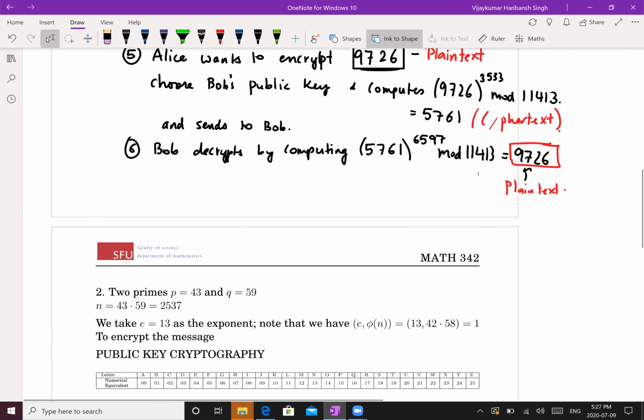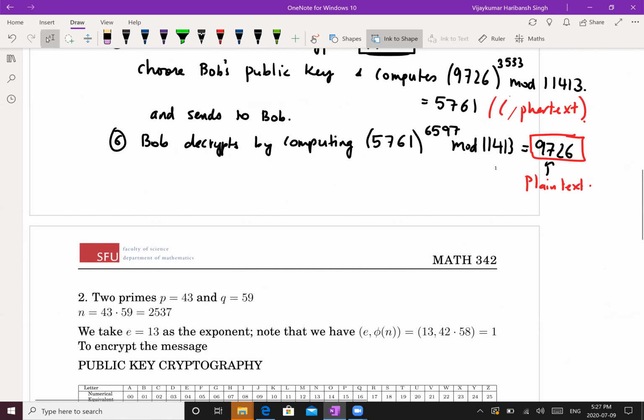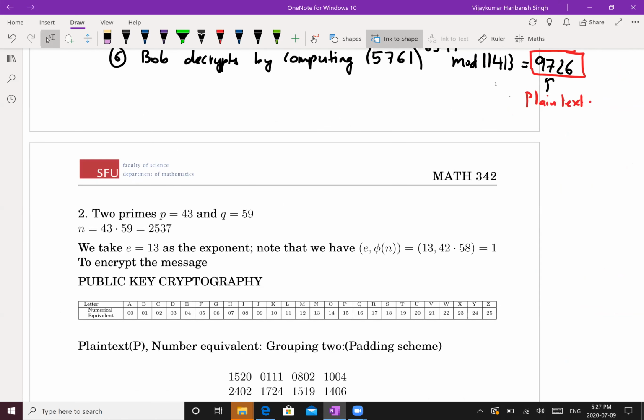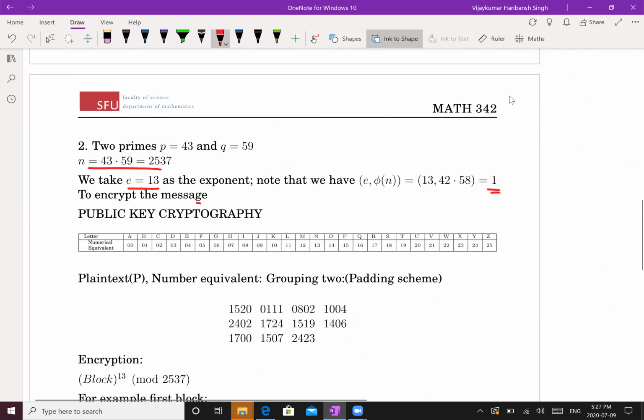Okay, so let's work on another example. Suppose you have two primes, P is 43 and Q is 59. So you compute N equals 43 times 59, which is 2537. You take E equals 13, and you can see that phi of N is 42 times 58, so 13 is already coprime. Then he encrypts the message. One way of encrypting the message, say the message is public key cryptography. So let's forget about the spaces. So P basically is 15.